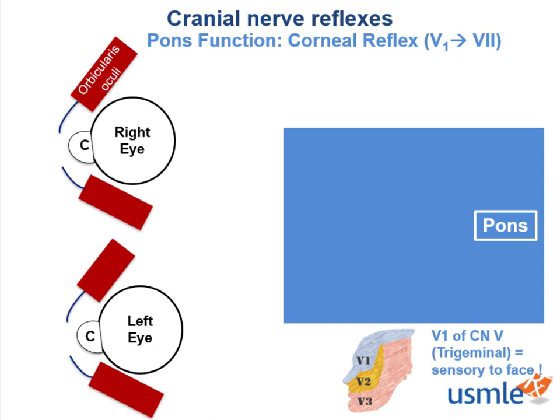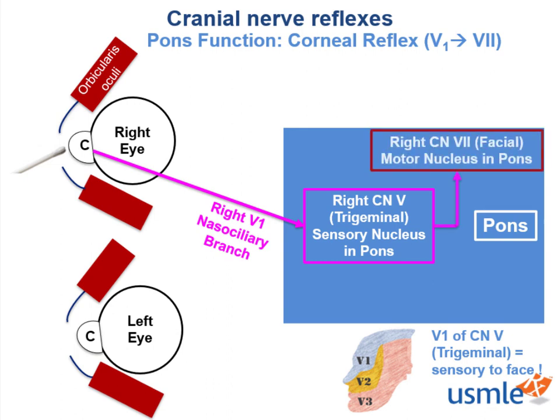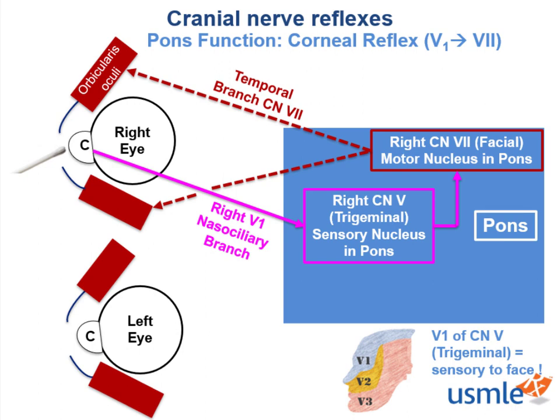To elicit the corneal reflex, a Q-tip can be used to lightly touch the patient's right cornea, see in this image. This is sensed by the right V1 division of the trigeminal nerve, specifically the nasociliary branch that carries information to the right cranial nerve 5 trigeminal sensory nucleus in the pons. From here, the right cranial nerve 7 or facial motor nucleus in the pons is activated and sends efferent or motor response along the temporal branches of cranial nerve 7 to the orbicularis oculi muscles.